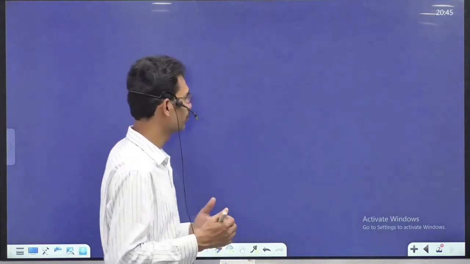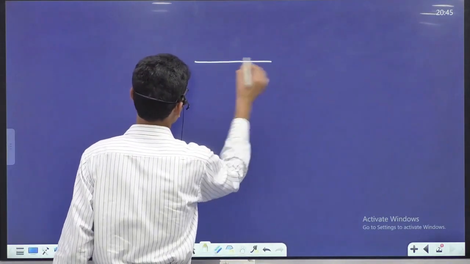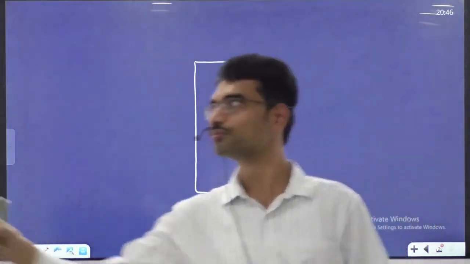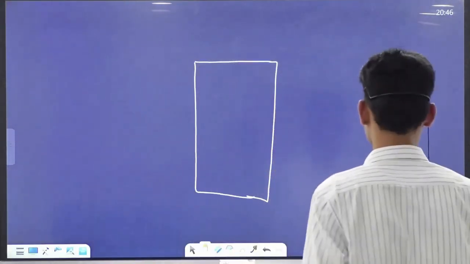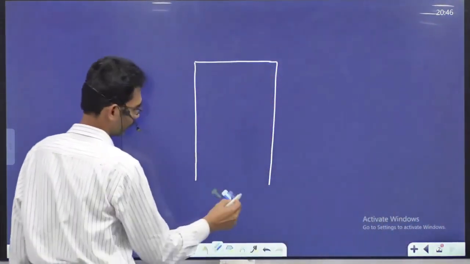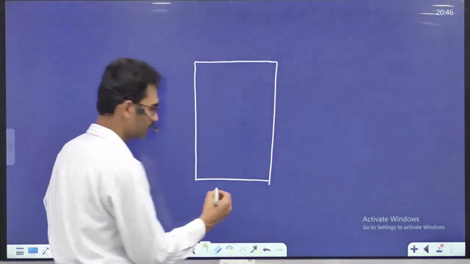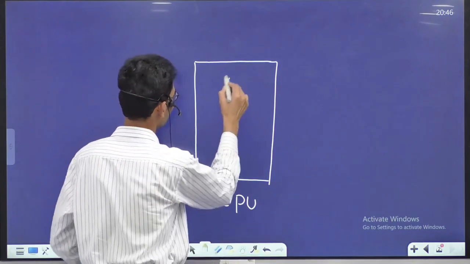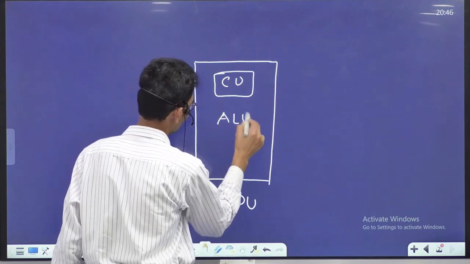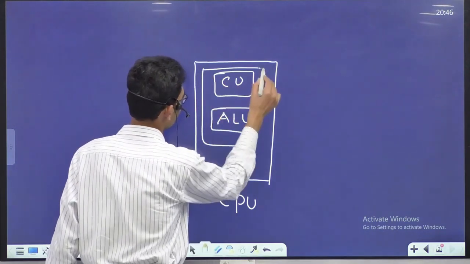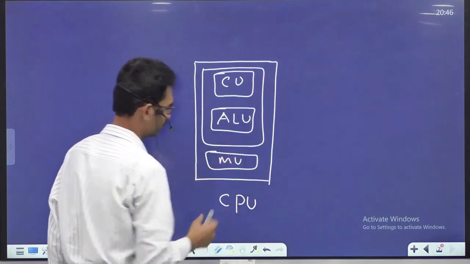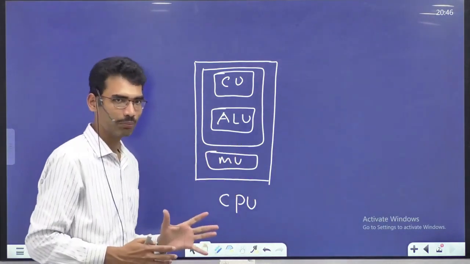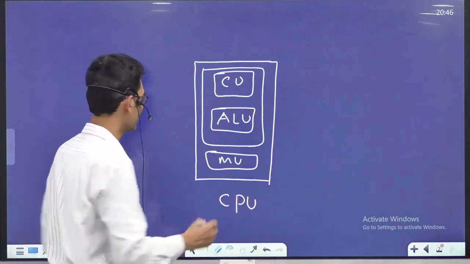Whenever computer comes, we should always have this in mind. This is the central processing unit. Here we have the control unit, I am simply writing CU, and the arithmetic and logic unit. This will keep interacting with the memory unit. And this entire part is encased in a plastic or metal box. This we call the CPU, central processing unit.